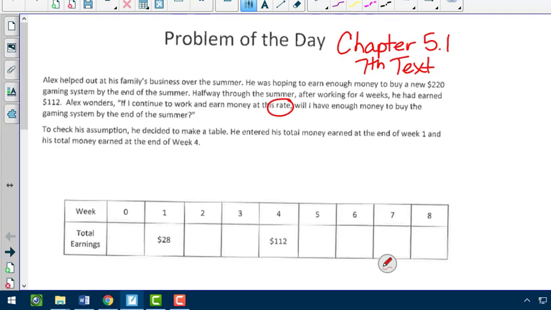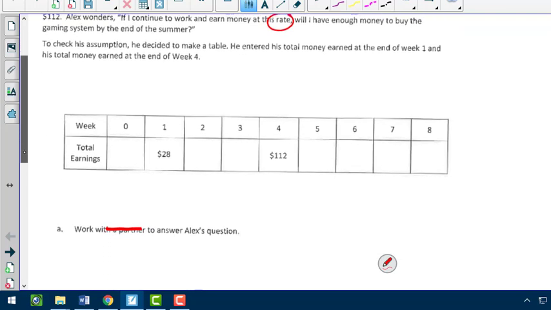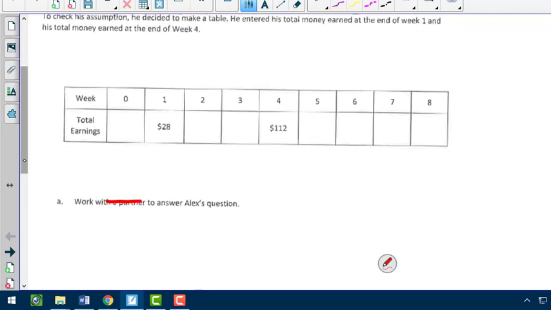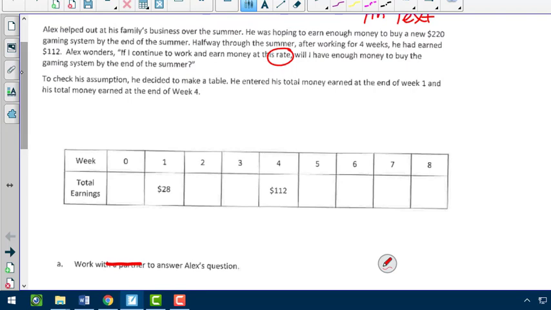To check his assumption, he decided to make a table. He entered his total money earned at the end of week 1 and his total money earned at the end of week 4, which we can see here. So if I wanted to know how much money he is earning at the same rate, which it does say, and earn money at this rate, what is the rate? To me, it looks like it's $28 per week. Well, let's see if that is constant.